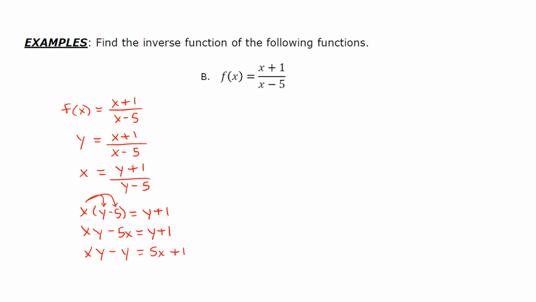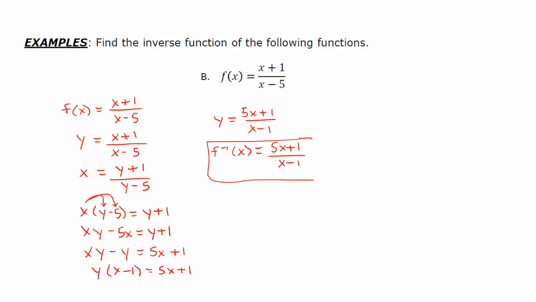Then on the left-hand side, we know that both terms contain a y, so we can factor out a y. And to get y by itself, we will then divide both sides by x minus 1. Then we will replace y with the inverse of f, and that equals 5x plus 1 over x minus 1. Okay.